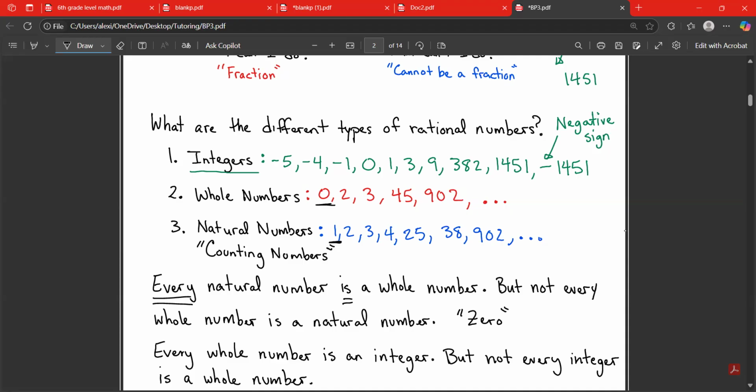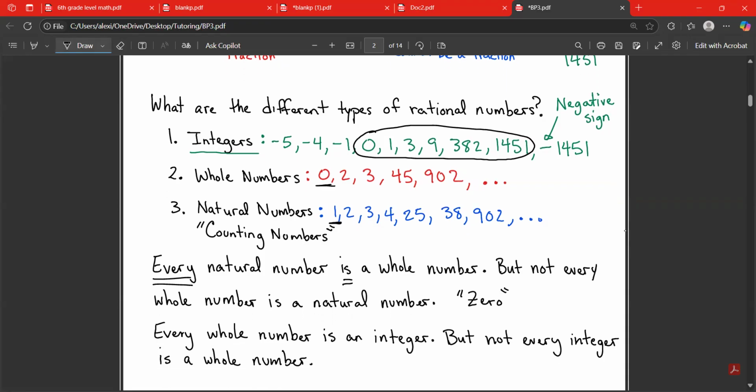Every whole number is an integer, but not every integer is a whole number. These are, well, not that one. Let me erase this so I don't confuse us. These are whole numbers and integers, the ones I have circled. Good. So that also means every natural number is an integer as well.